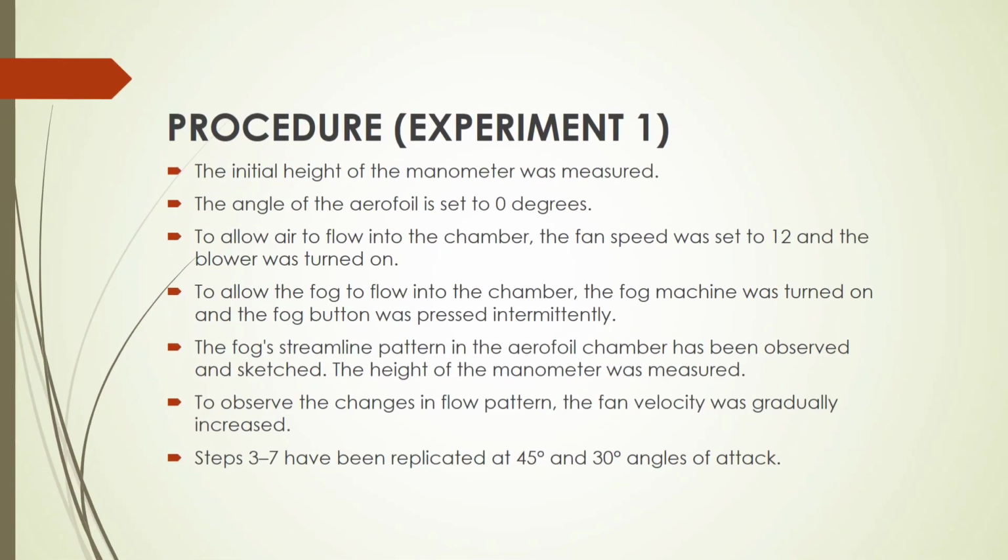Now to the procedure. For experiment 1, the first thing we need to do is set the initial height of the manometer. After that, the angle of the aerofoil needs to be set to 0 degrees. This is to allow the air to flow into the chamber. Then the fan speed was set to 12 and the blower was turned on. This is to allow the fog into the chamber, and then the fog machine was turned on and the fog button was pressed intermittently.